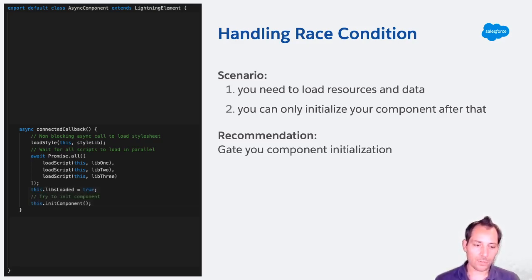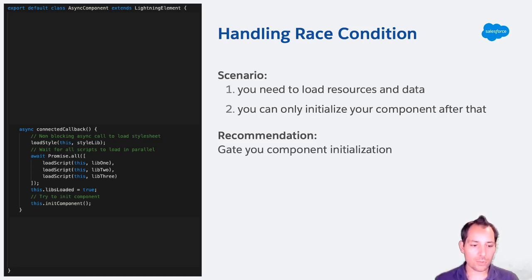And the first thing we're going to do here is add a Boolean variable called libs loaded. This is to notify the component that it's done loading its libraries. But this is not the only thing we need to load in this particular case. We also need to load some data in parallel, and we're going to see that just after. Now, at this point, once we have loaded the libraries, we're going to try to initialize the component.